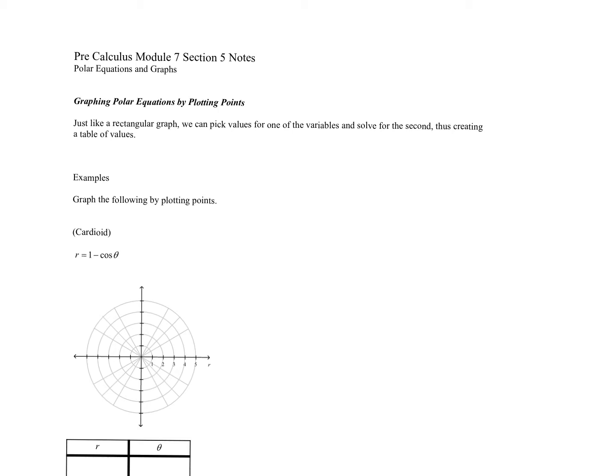All right, in section 5, we're going to look at some different types of graphs of polar equations. We will graph them and then just look at some common polar graphs. In general, just like we graph rectangular things where we pick x's and solve for y, you could do the very same thing in polar. When we pick points, we generally pick some values of theta and find the values of r. This will get us some points that we can use for our graph.